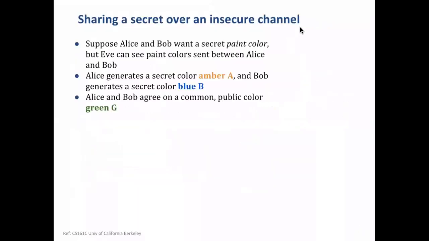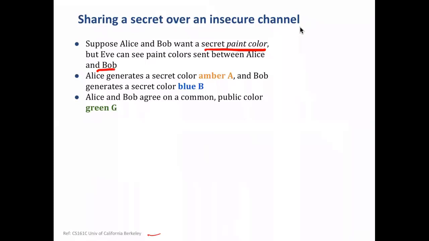Now let's take an analogy. It's given in, of course, this Berkeley book. You can read that. Suppose Alice and Bob want a secret paint color, which is like a shared key, right? But Eve can see the paint color sent between Alice and Bob.